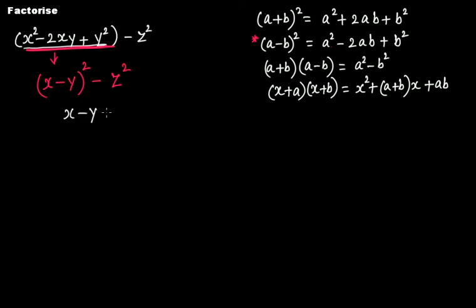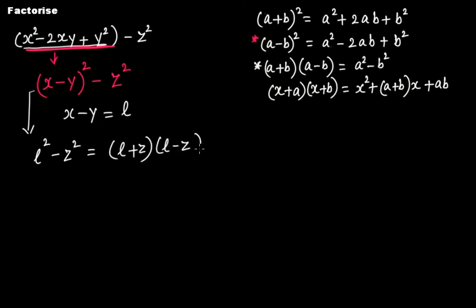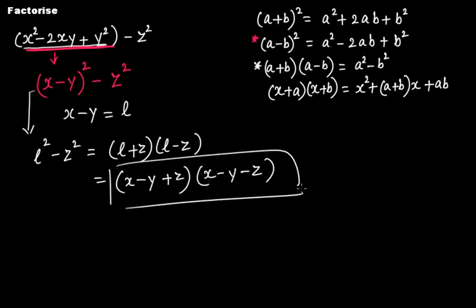Now if we take x minus y as L, then this is basically what? This is L squared minus z squared. It's of the form a squared minus b squared. So this will be equal to (L plus z) multiplied by (L minus z). What's L? L is x minus y, plus z. What's L? L is x minus y, and minus z. So this is your factorization of this algebraic expression.